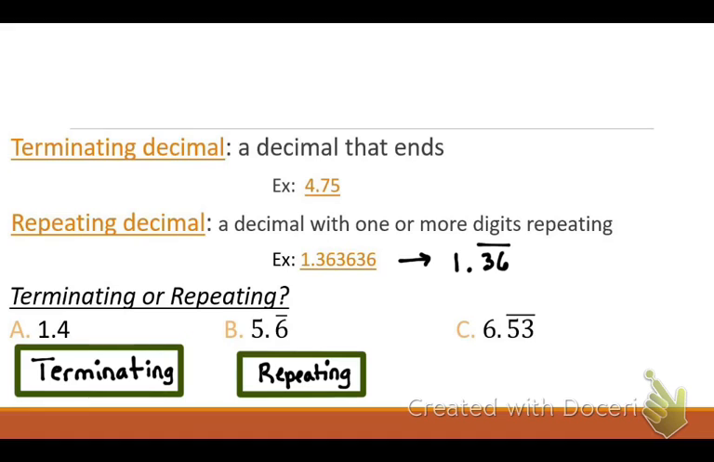Final one, Jocelyn, what kind of a decimal is that? It is a repeating one. Once again, you can tell that because it does have that line on top. That's 6.53 repeating.